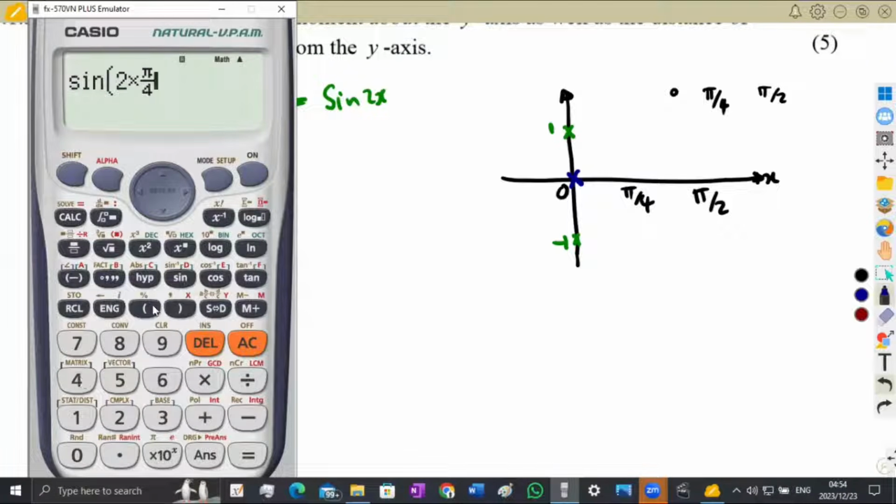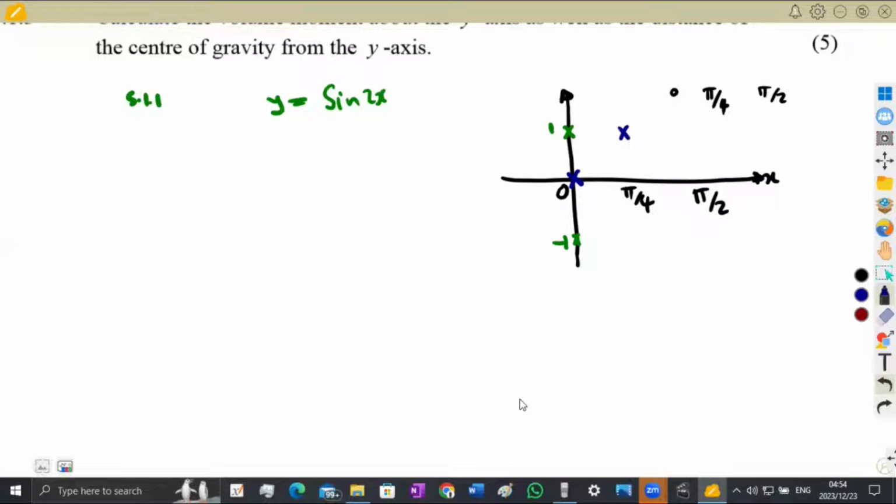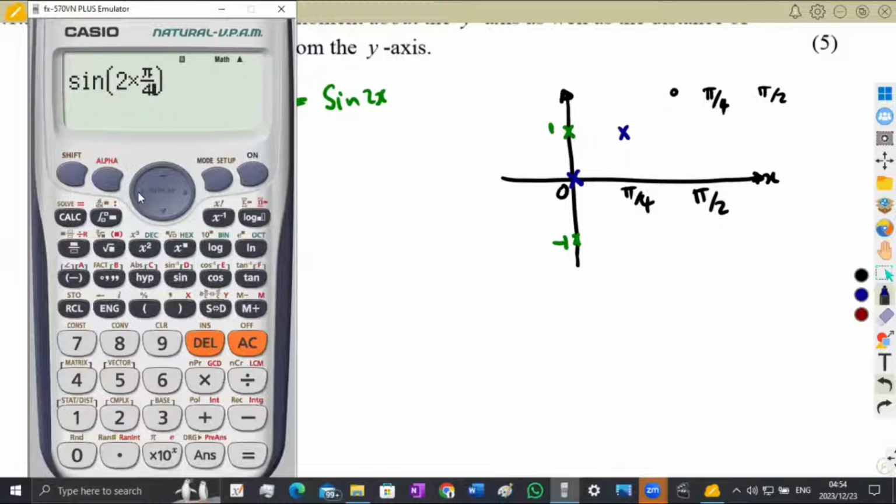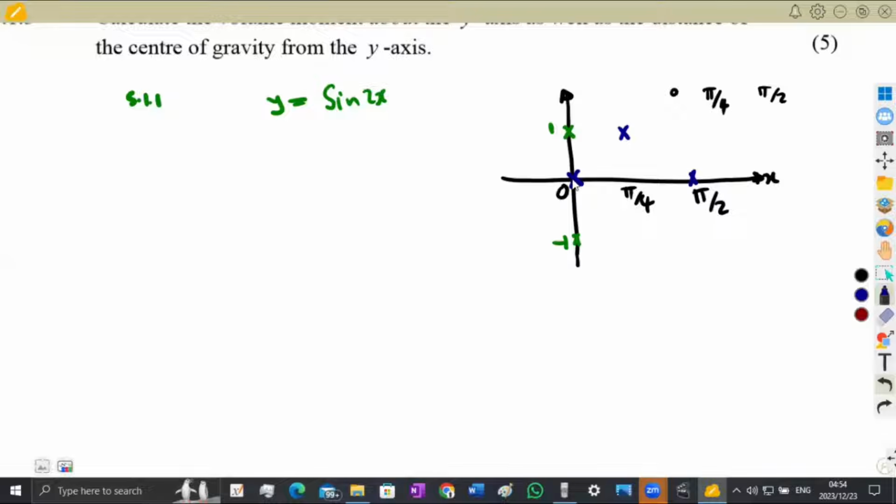At pi over 4, I'm just going to sketch, which is at 1. Then at pi over 2, it is going to be at what? At 0. So this will be at 0 at this point of pi over 2. Then we can just join. So this is the sketch that we are having.